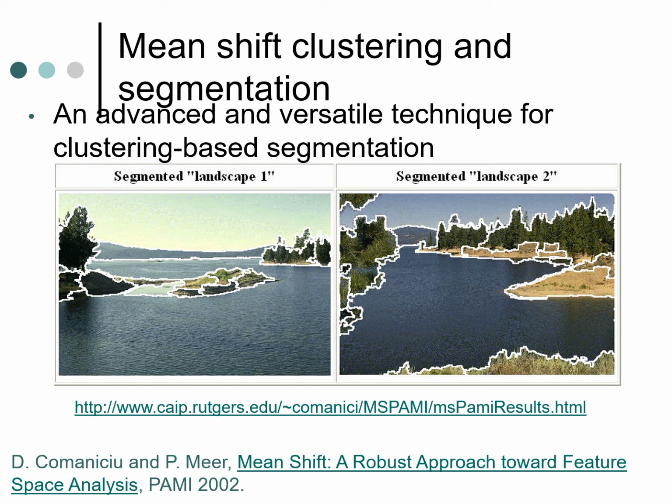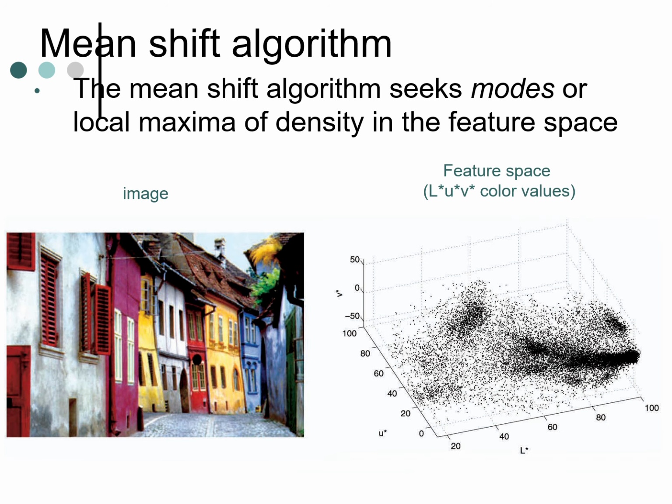This is mean shift clustering and segmentation. It's an advanced and versatile technique for clustering-based segmentation. Here we have two landscapes. One is the landscape which is present in the sea, and the next one is the landscape with the sea inside it. There are two different scenarios of segmentation, but both have a landscape and the water. The first shows landscape in water, the second shows water in the landscape.